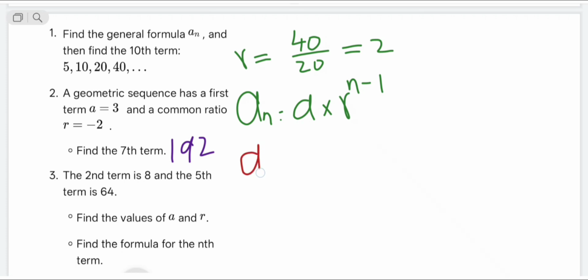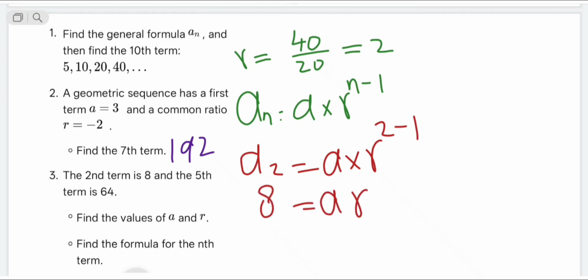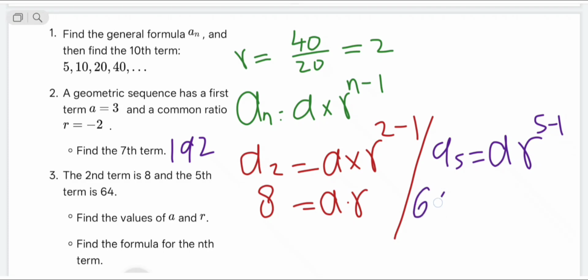The second term a2, the first term we don't know, r we don't know, the n is 2 minus 1. The second term is given, which is 8. So 8 equals a r power 2 minus 1, which is 1. Between a and r there is no sign, it means they are multiplying. After that the fifth term a5 is a r power 5 minus 1. So the fifth term is 64, which is equal to a r power 4, because 5 minus 1 equals 4.